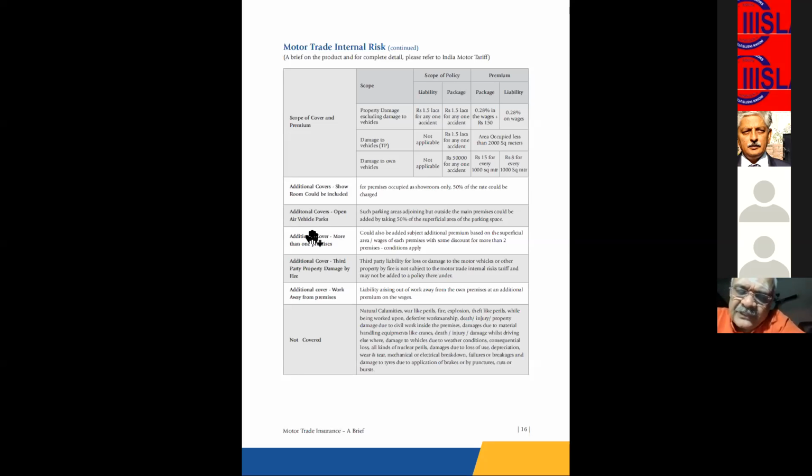He has also taken a motor trade internal risk policy for the entire premises. The premium is based on the total square foot area as well as the number of people employed in the premises. And he will also take a motor trade transit risk policy by paying some premium. Now, all 3 policies will start in January.